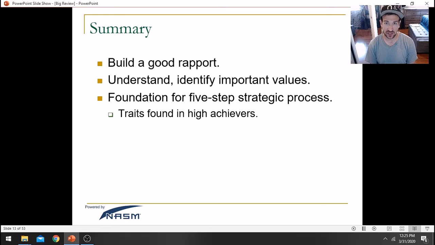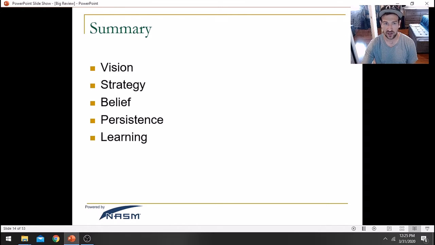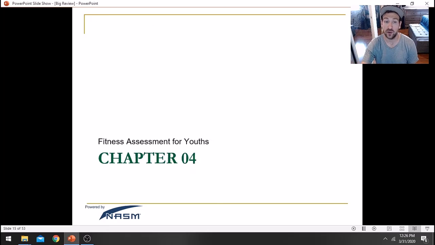One of the best ways that we can ensure that we are affecting positive changes, we want to build good rapport, identify what values are important to our clients, as often as possible. So the 5 steps that we have for that are going to be vision, strategy, belief, persistence, and learning. Have a clear vision of what it is your client wants to achieve, scratch out a strategy for how you're going to achieve it, continue to believe that you are going to do that, overcome any adversity when challenges arise, and focus on learning new perspectives and how to continue growing.